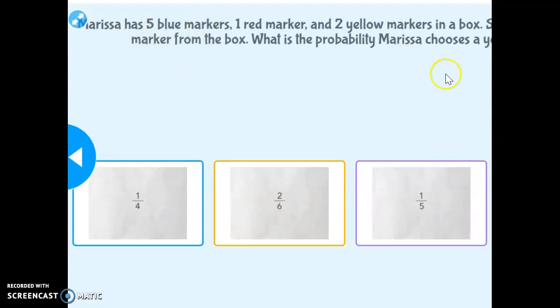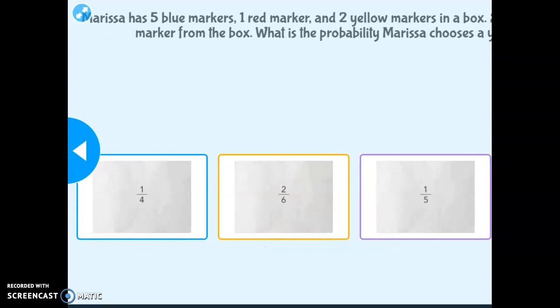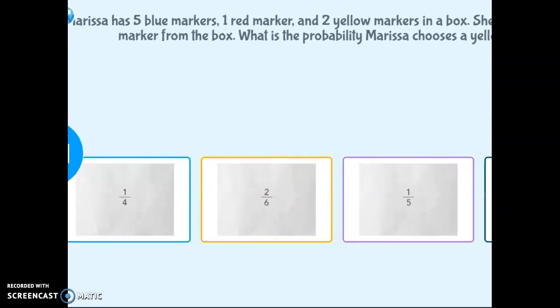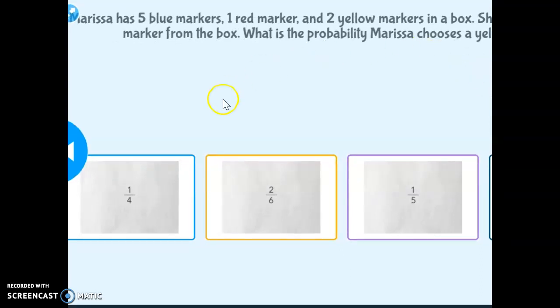Marissa has 5 blue markers, 1 red marker, and 2 yellow markers in a box. She randomly chooses a marker from the box. What is the probability she chooses a yellow marker? This hasn't happened yet, so this is going to be theoretical. So it's going to be yes over total. What am I wanting? Yellow markers. How many yellow markers? 2. How many total? 5 and 1 and 2 is 8. So 2 over 8 becomes 1/4.